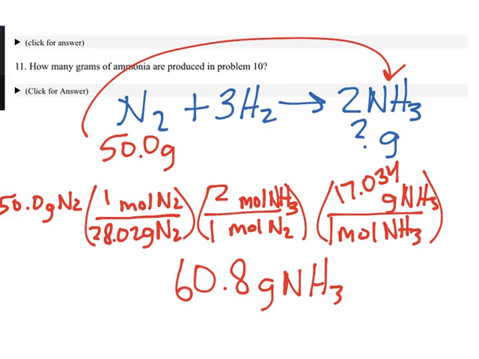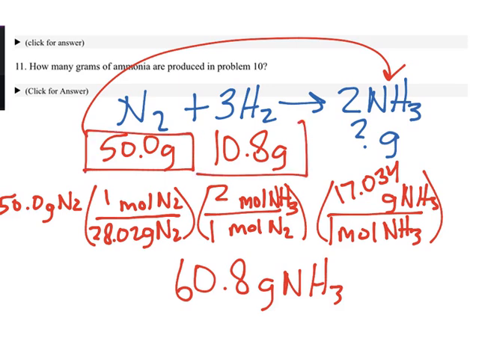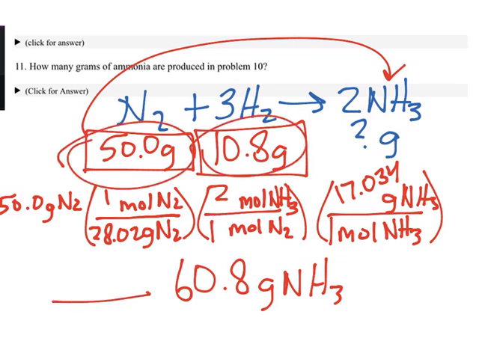Which actually, had we been paying attention, we could have known because the previous question asked us to solve for hydrogen and it was 10.8 grams of hydrogen. So it makes sense that if 50 grams of nitrogen went in and 10.8 grams of hydrogen went in, mass has to be conserved. So that 50 plus that 10.8 has to give us an answer of 60.8.